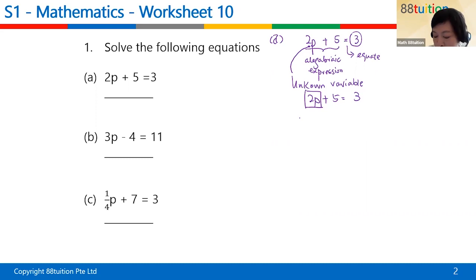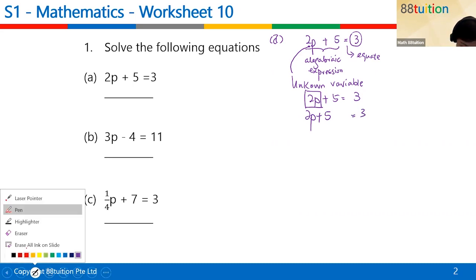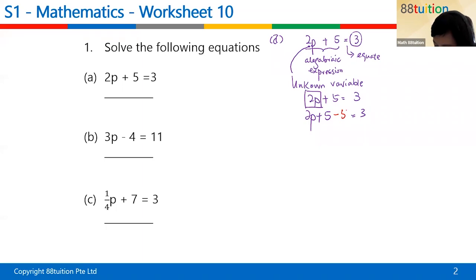So in order to have only 2p, I have to remove my 5. Then you say, can I just take it out? Throw it away? No lah. If you throw it out, then what will happen? It will not balance. So what I can do here is, I have a 2p plus 5. Watch out. I'm going to minus the 5 here. When I minus the 5 on this side, I must also minus the 5 on the other side for me to balance the scale. So one for all and all for one. Once you minus this, you must minus this on the other side.